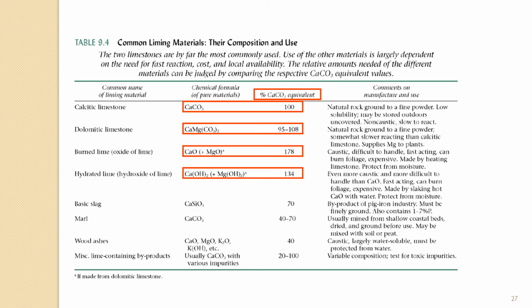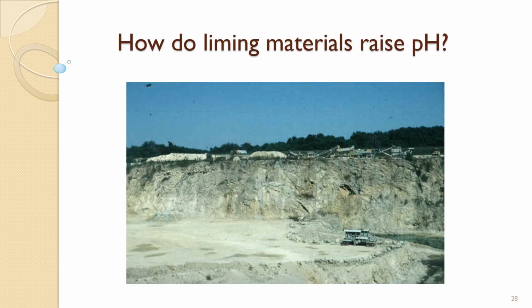Miscellaneous lime containing byproducts. A variable composition, but you always want to test for toxic impurities in these kinds of things. Because if you're using some kind of miscellaneous product that contains lime, that means it contains other things as well. So you want to make sure before you add it to your food plot that it contains things that are okay for you to use with food. AKA read the label, my friends. Read the label. All right, so how do liming materials actually do their thing and get to where they need to go and raise the pH?